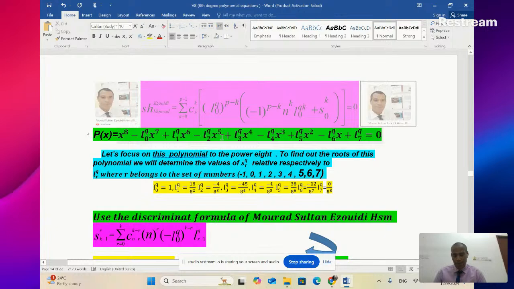Okay, plus L3 of Q the cube, x raised to the power 4, minus L4 of Q the cube, raised to the power 3. Okay, I'll just do this here. Just give me a moment.